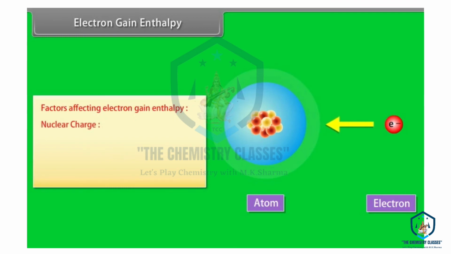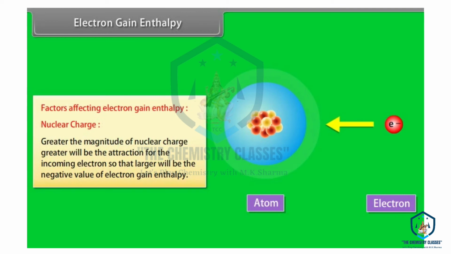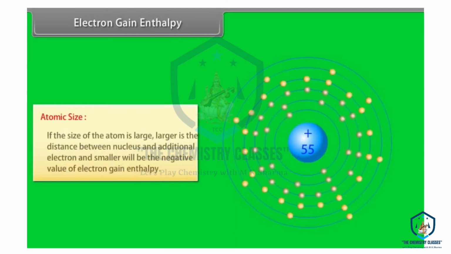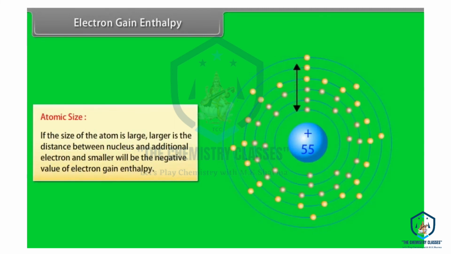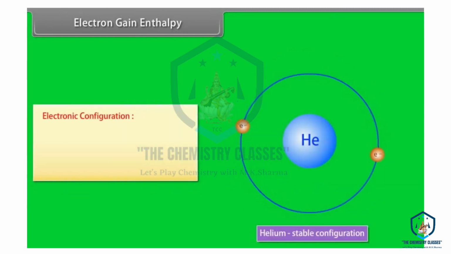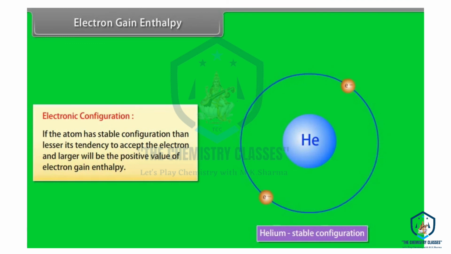Nuclear charge. Greater the magnitude of nuclear charge, greater will be the attraction for the incoming electron, so that larger will be the negative value of electron gain enthalpy. Atomic size. If the size of the atom is large, the distance between the nucleus and the additional electron is larger, and smaller will be the negative value of electron gain enthalpy. Electronic configuration. If the atom has a stable configuration, then lesser is its tendency to accept the electron, and larger will be the positive value of electron gain enthalpy.